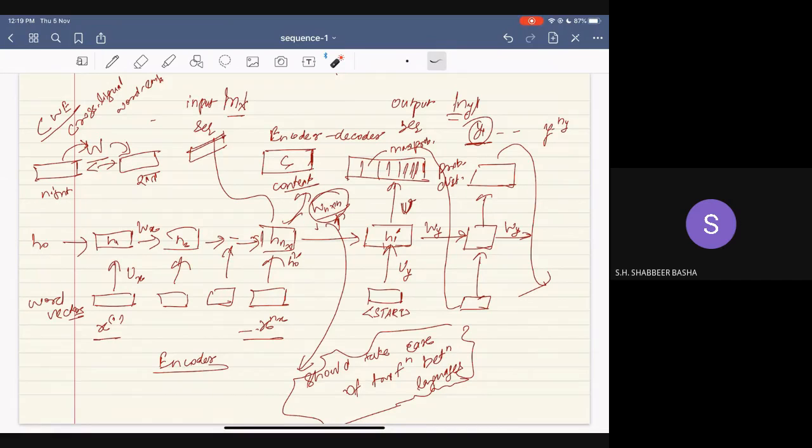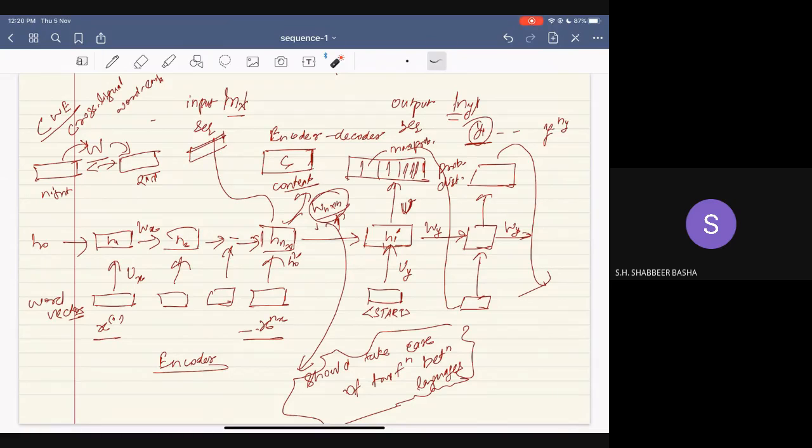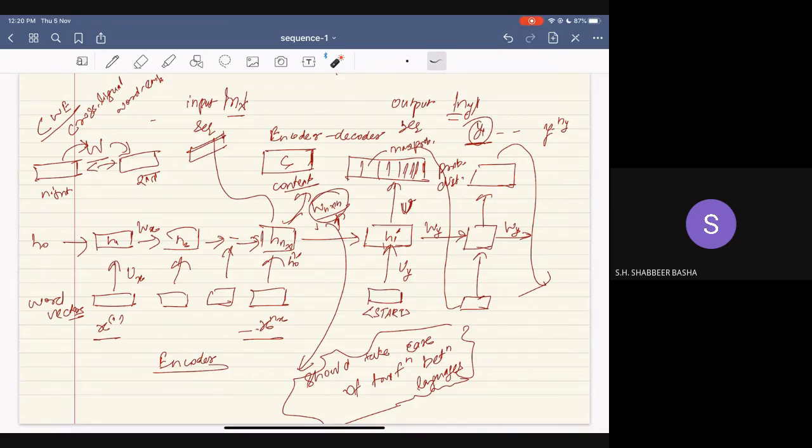Sir, I still have a question. Here, the objective of this decoder is to generate the equivalent words or statements corresponding to the source language. But these do not have any access to a dictionary. We don't have any labeled data.